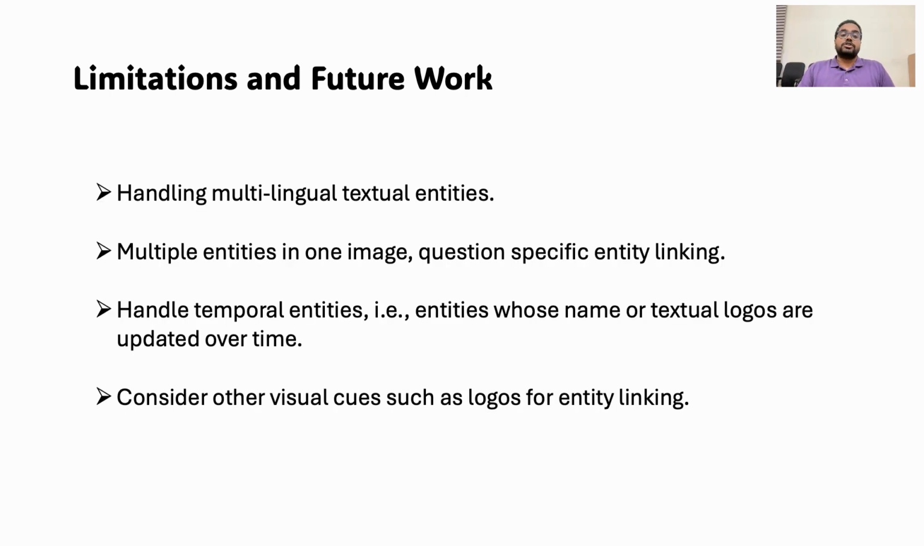So current limitations include, our current proposed framework can handle only English based visual text and tries to link only English based visual text and cannot handle multilingual text for entities. And the further limitation is we assume that there's only one entity present in the image and it fails if we have multiple entities present in the image, and our current framework doesn't handle temporal entities, and we don't consider other visual cues such as logos, etc., which may also be helpful in visual text entity linking.